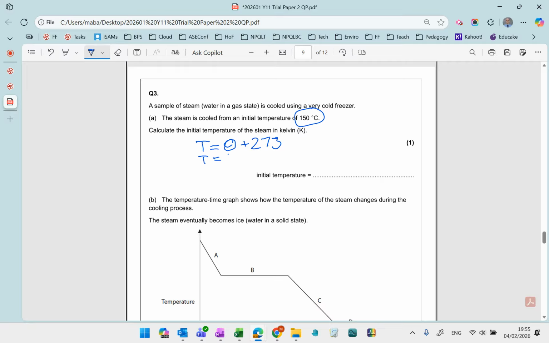You just substitute 150 plus 273 gets me a total of 423 Kelvin for 1 mark. Next bit.